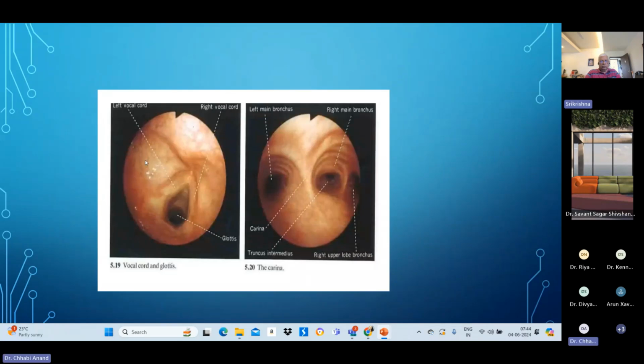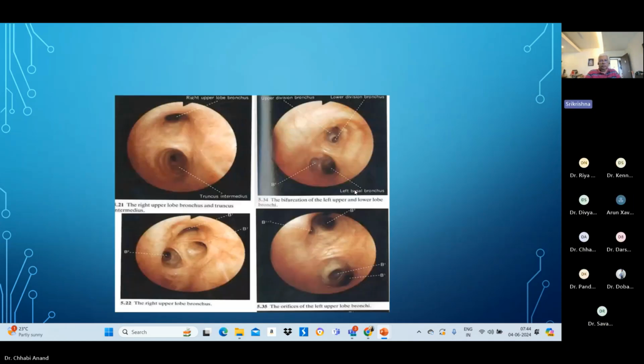These are a few endoscopic images showing the vocal cord and glottis. Then this is the carina, which is showing the left main bronchus and right main bronchus with the truncus intermedius, and this is the right upper lobe bronchus. The truncus intermedius, this is the right upper lobe bronchus.